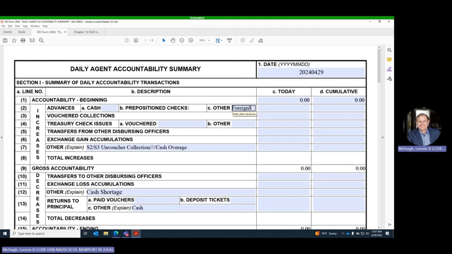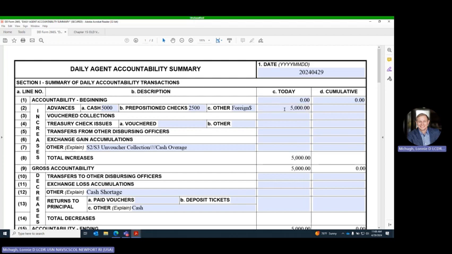So this way, disbursing operations can continue as long as they have pre-positioned checks in place. And other foreign currency is not a very commonly used line item, so we're not going to focus on that today because there's a whole bunch of forms and equations that you have to do to manage foreign currency. For this example, we're going to say we received $5,000 in cash from the disbursing officer, and the deputy received $2,500 in pre-positioned checks.